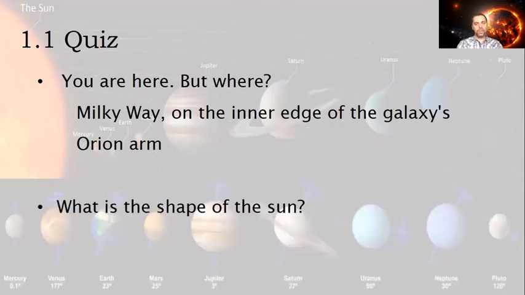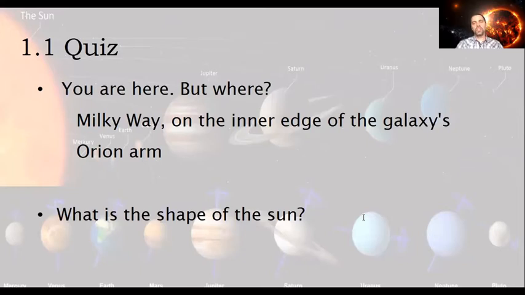Second question, what is the shape of the sun? Do you remember? Because its core has a big pulling force and high rotation, and because it has no solid surface, its shape is a perfect sphere.